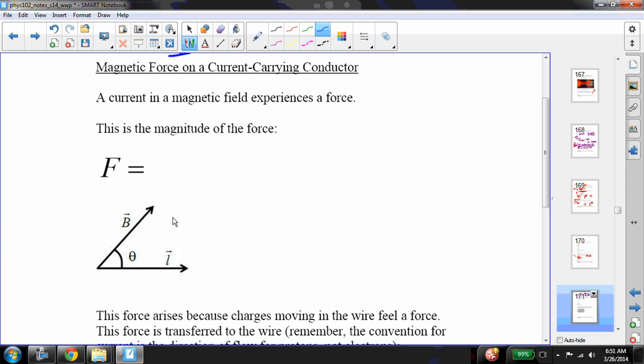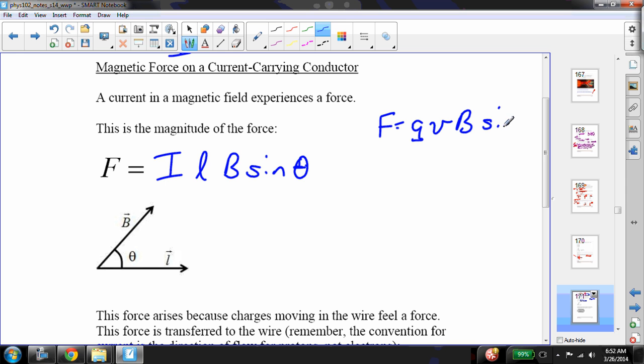Now, a current in a magnetic field experiences a force. The magnitude of that force is going to be the current times L times B times sine of theta. We can think about this in terms of just dimensional analysis to our previous expression, QV cross B, or QVB sine theta. We can see that Q and V have the same units as I and L. If I remind you, I is coulombs per second, L is meters, Q is coulombs, V is meters per second. So notice that the units here are the same.